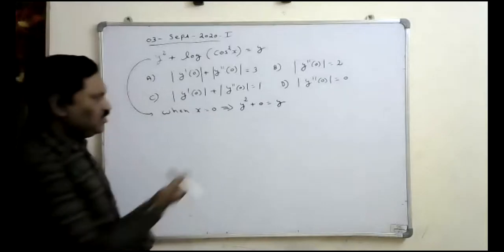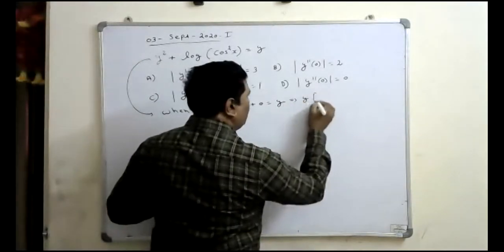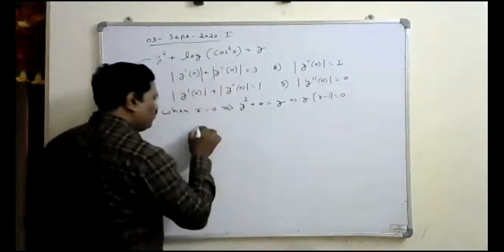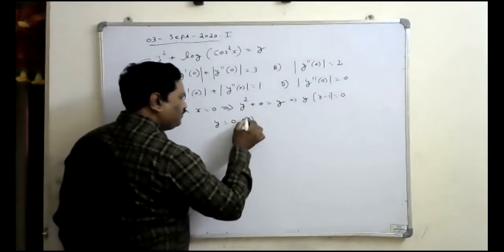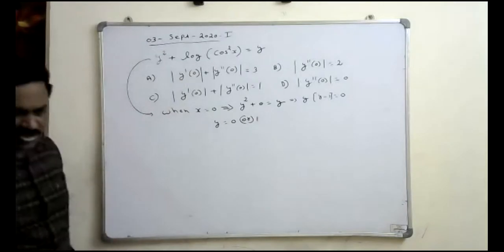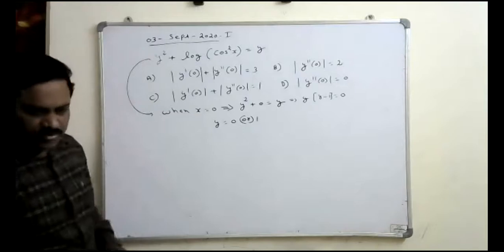Is equal to y. Now bring this y to this side and take y common, then we get y minus 1 is equal to 0. Therefore the values of y are y equals 0 or 1. Which one you have to take depends upon the value of y dash or y double dash. Now we will differentiate this with respect to x on both sides.